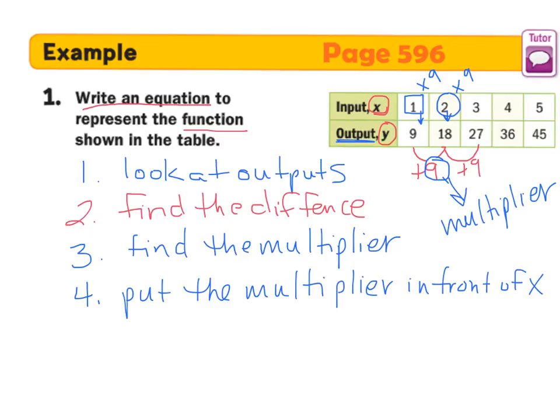So for example, we take our x and we are multiplying by 9, so I put 9x. So in order for us to find our output, the y, it will be y is equal to 9 times whatever the input, or x, is. So in a true equation, this 9 is called the coefficient, but we'll call it today the multiplier. Let's try another one.